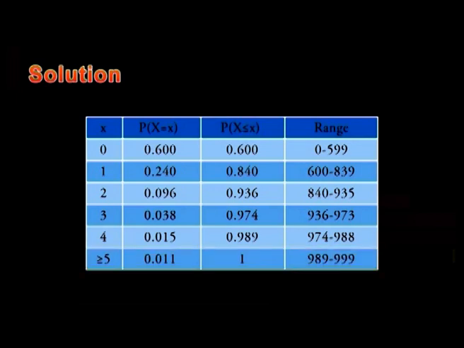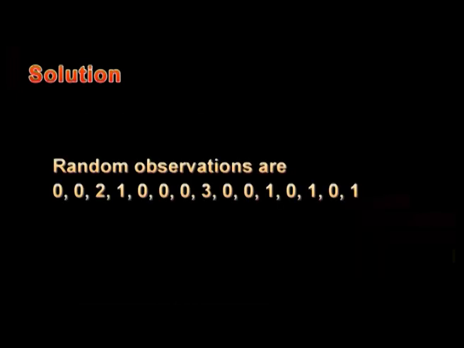0.011. Using these cumulative probabilities, we find the range for the random numbers and simulate the random observations from the distribution as 0, 0, 2, 1, 0, 0, 0, 3, 0, 0, 1, 0, 1, 0, and 1.